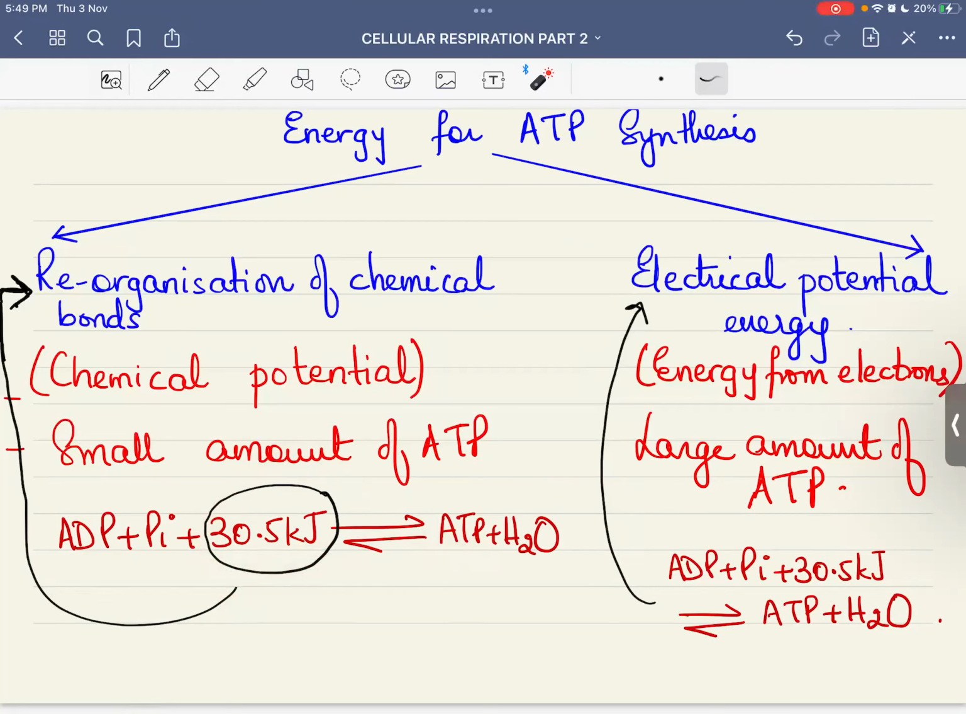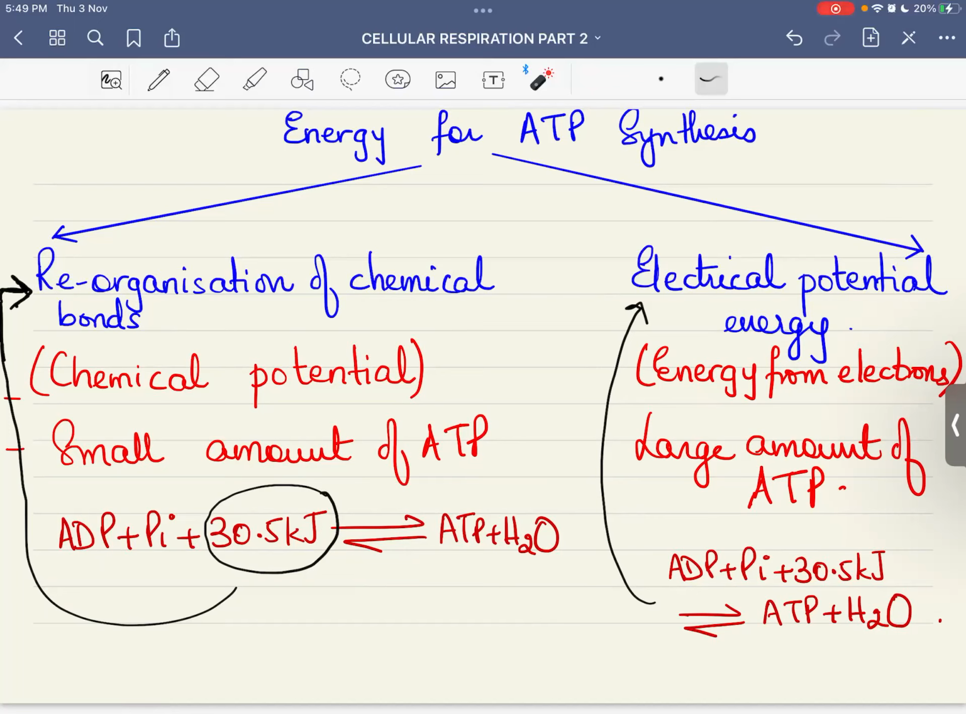Another thing, there is another form of energy that is needed to make ATP, और उसका नाम है electrical potential energy. ठीक है? And that energy comes from electrons. और वो electrons कहाँ से आते हैं, वो भी हमारी body के अंदर ही बनते हैं. We'll do that in detail.